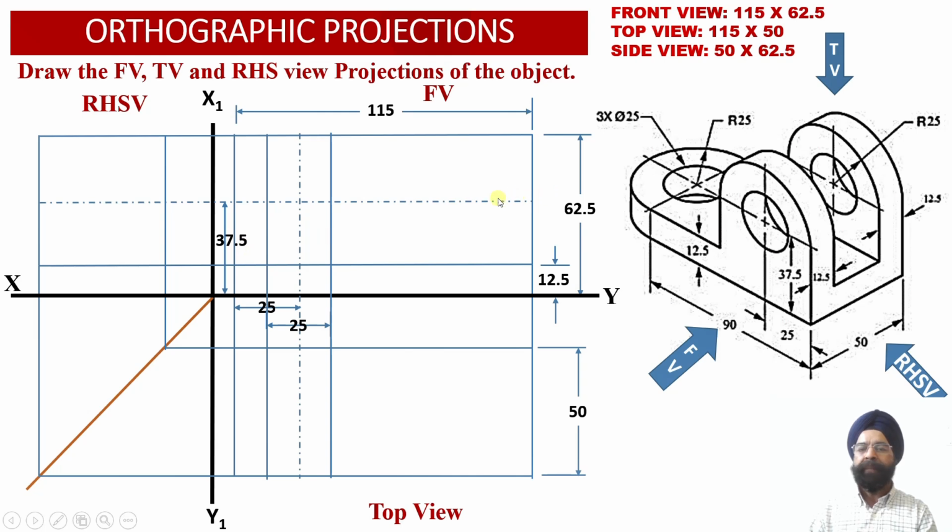So we know that the center of this hole is going to lie at a distance of 25 millimeter from the right hand side face of the solid. This is going to be the right hand side face of the solid over here. So from the right hand side face of the solid, we have marked a distance of 25 millimeter towards the left hand side over here. So this will provide us the intersection of the vertical axis line and the horizontal axis line over here.